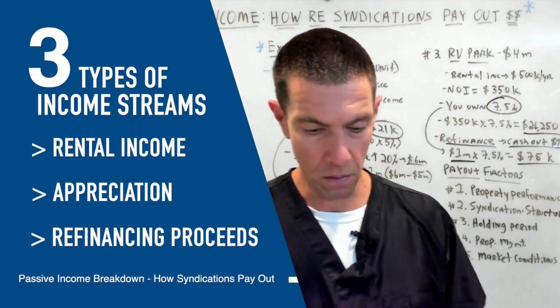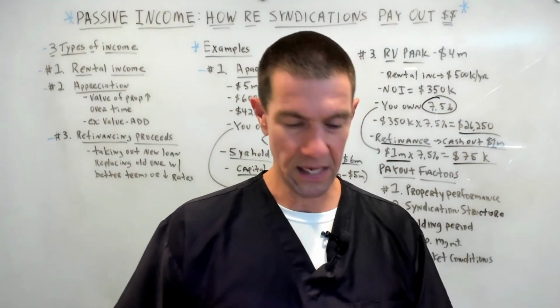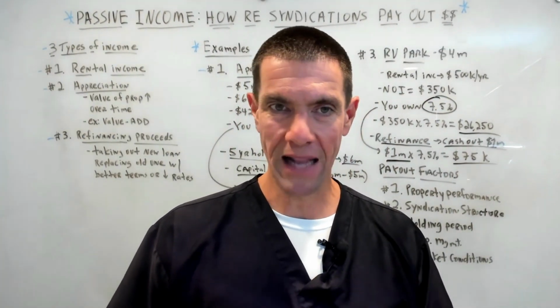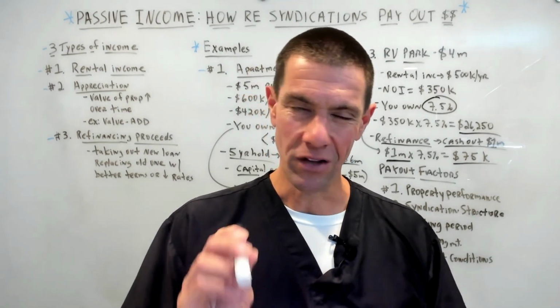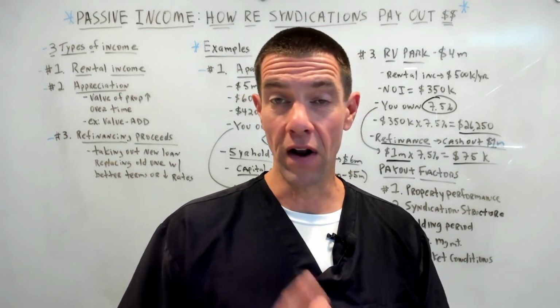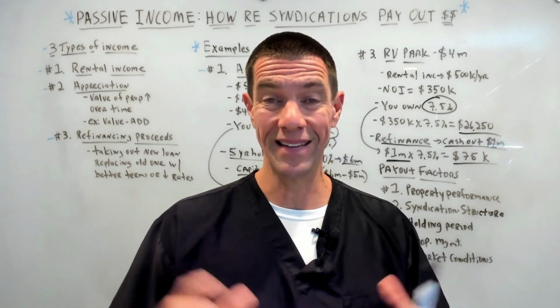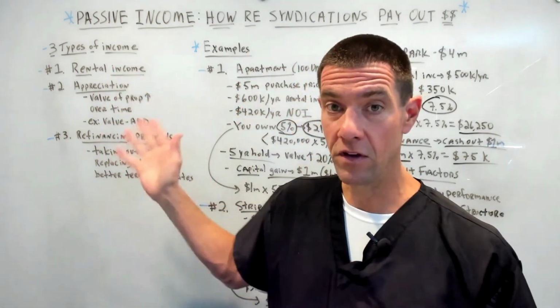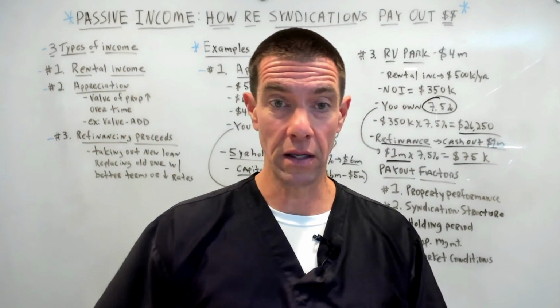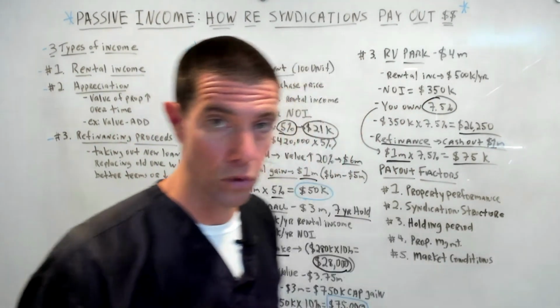All right. So those are 3 examples of the 3 types of income: the rental income, the appreciation, and the refinancing proceeds. Now, while real estate syndications can be a very attractive way to generate passive income, it's really important to understand that there are various factors that can influence the size and the frequency of these payouts. All right, so there's actually 5 main factors I want to go over real quick.